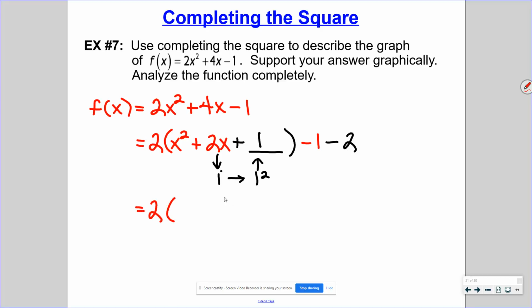The next thing to do is to factor the trinomial that you have created. In this case, it would be (x + 1) squared. And I'm going to go ahead and do -1 minus 2 and call that -3. And that is it. You have just created your same function, but in vertex form.